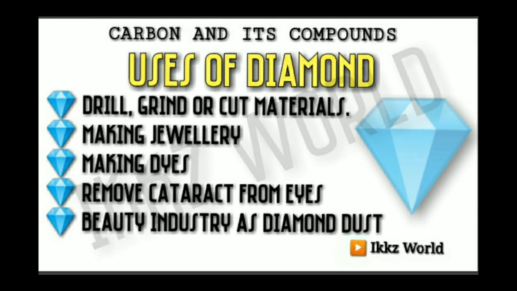Uses of diamond. Because of its hardness, diamonds are used to drill, grind or cut materials in industries by making sharp-edged blades of diamond. And because of their shiny luster and durability, diamonds are useful in making jewelry such as earrings, nose rings, etc. Diamonds are also used for making dyes. Sharp-edged diamonds are also used as a tool by eye surgeons to remove cataracts from eyes with great precision.